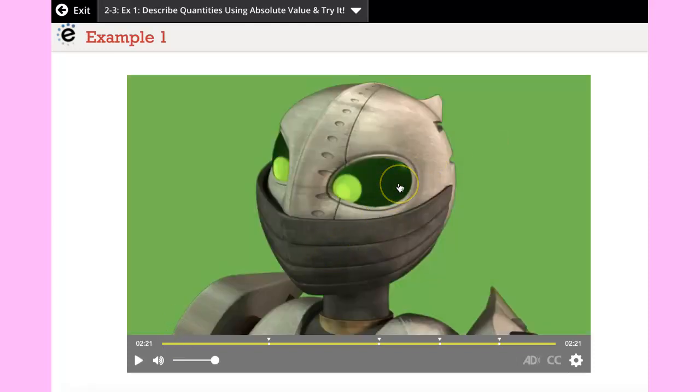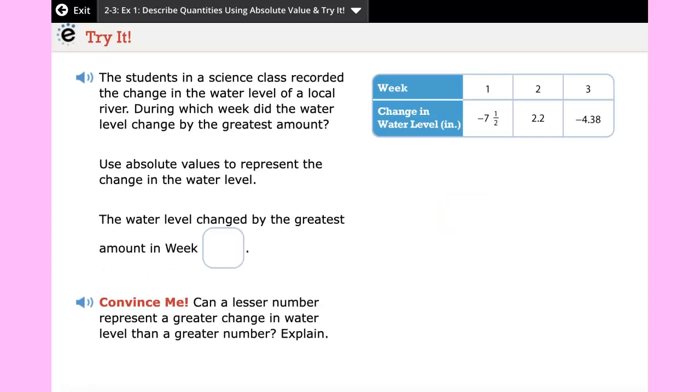Do you have any question about this? Let's talk about it. Let's pause this video again. And with that said, let's try this question. The students in a science class recorded the change in the water level of a local river. During which week did the water level change by the greatest amount? Use absolute values to represent the change in the water level. The water level changed by the greatest amount in which week? You could pick the answer from here and let's talk about it.